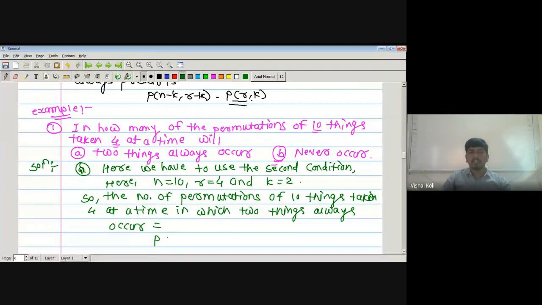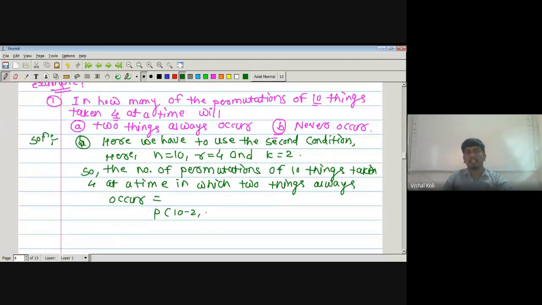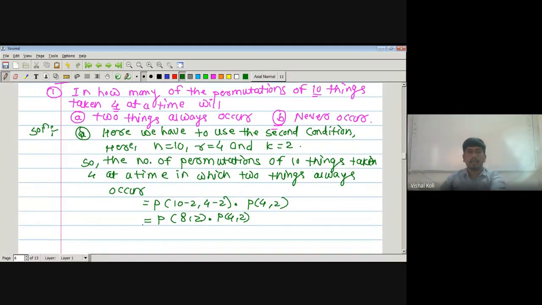That is permutations of n is 10, k is 2. That is permutations of 10 minus 2 things by taking r minus k, that is 4 minus 2, into permutations of 4 things by taking 2 at a time, which is nothing but permutations of 10 minus 2, which is 8, 4 minus 2, 2, into permutations of 4 things by taking 2 at a time, which is equal to.